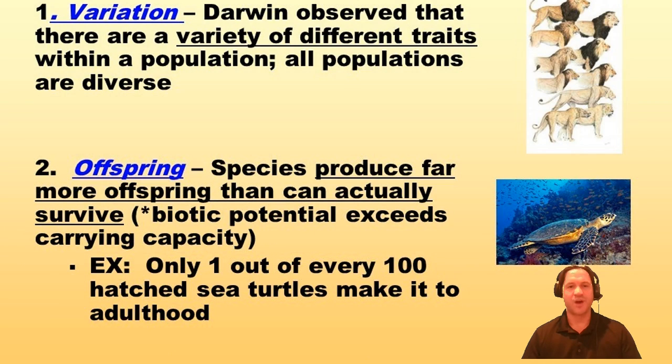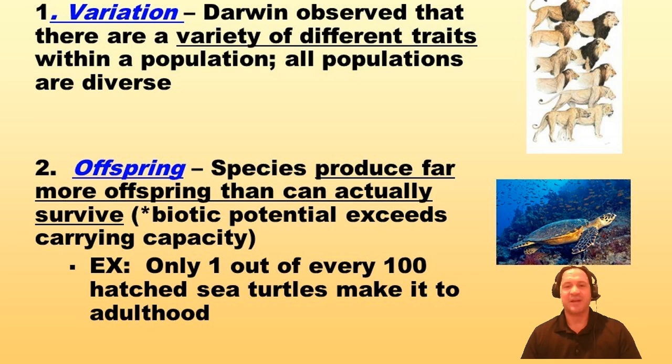All right, so we're on to Darwin's 5 principles of evolution by natural selection. These are things that Darwin noticed in his travels aboard the HMS Beagle when he went around the world for almost 5 years. One thing he noticed is that there are a variety of different traits within a population, which means that all populations are diverse. No 2 members of the same population are exactly the same.